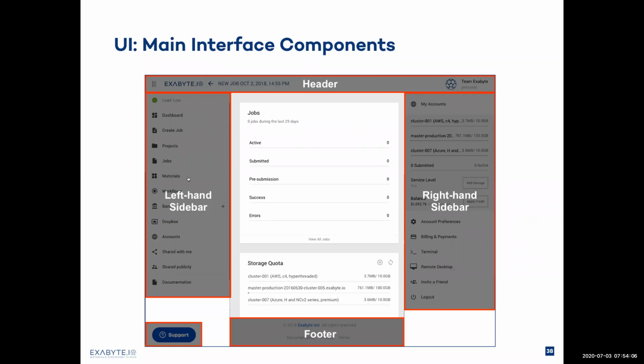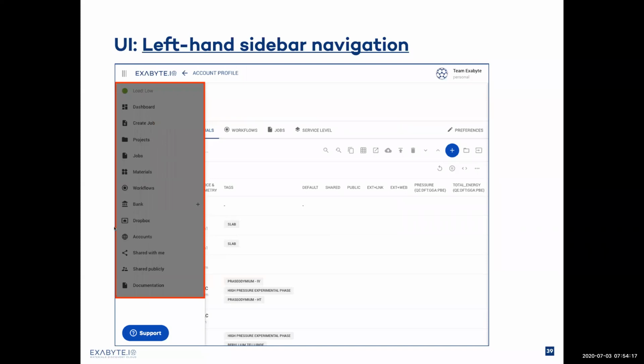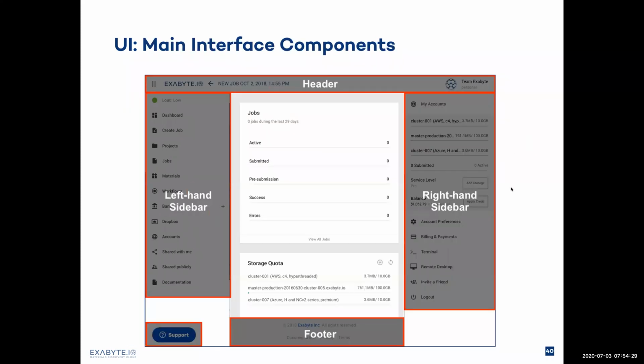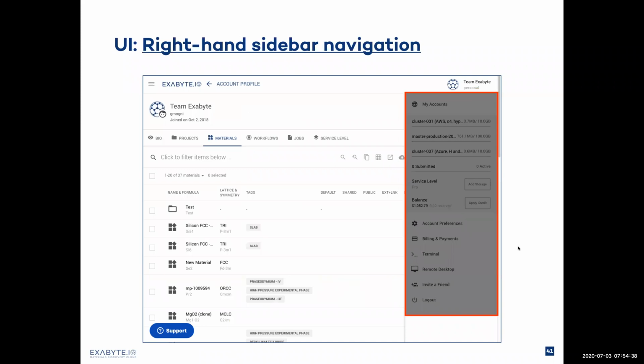So let's look now at the left-hand sidebar. To open it, we have to click on the top left corner. The left-hand sidebar allows us to get to the entities that belong to our account, such as projects, jobs, materials, workflows, and such. And the right-hand sidebar we can open by clicking on our account name in the top right corner. Through the right-hand sidebar, we can access additional payment options, account preferences, and remote connection methods.